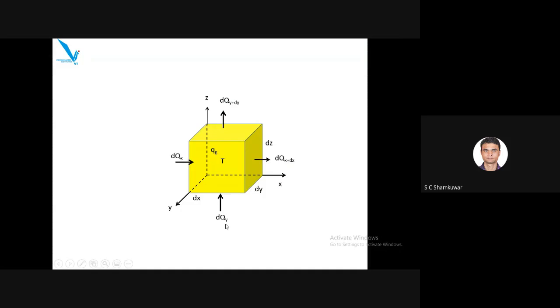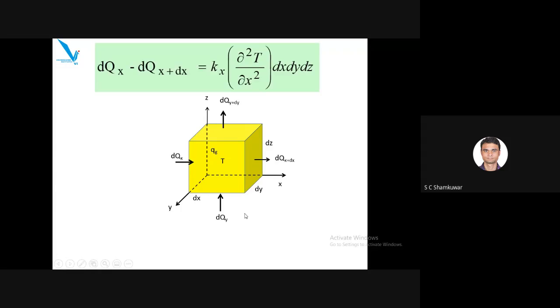so dQy is the heat coming inside the system in a direction parallel to y, and dQy plus dy is the heat leaving the rectangle again in y direction. Understood? So can you calculate dQy? If you calculate dQy, you can calculate dQy plus dy. So what will be dQy here? Can you tell me, anyone? Anyone can unmute himself or herself and tell me what will be dQy?